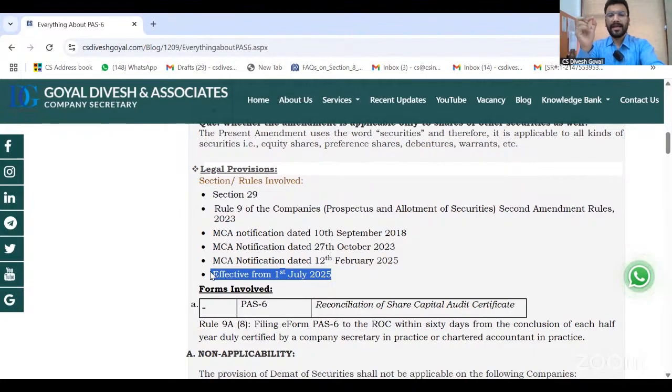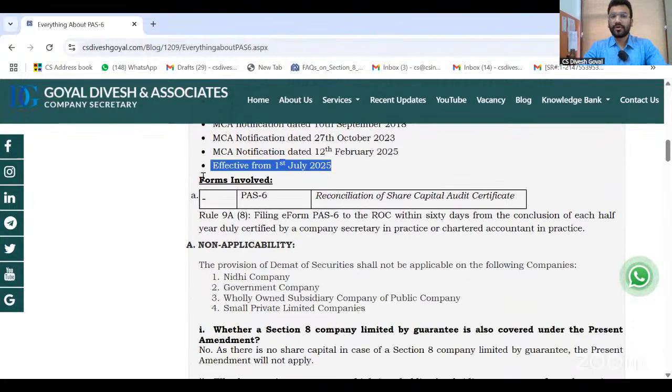Now, what will be the impact of this? I'm just taking 1 minute. After 1st July 2025, a non-small private company cannot transfer shares in physical form, cannot allot any new shares in physical form, and cannot buy back in physical form. So all transactions in the non-small private company with effect from 1st July 2025 shall be in Demat form only. So make sure whatever transaction your company wants to do in physical form, get it done before 30th June 2025. After this, you will not be able to do any physical transactions in the private company relating to securities.